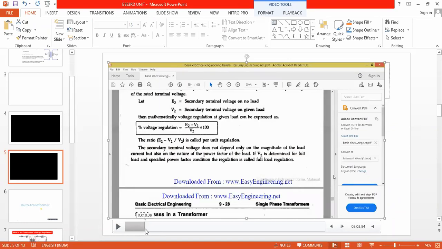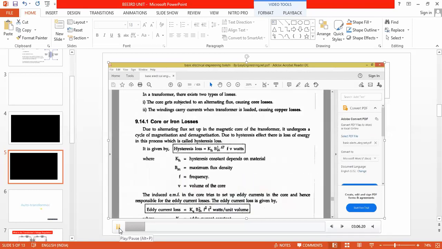So there is no direct textbook for this subject. Anyone read out what is the topic 9.14 here? Losses in a transformer. So we should select different textbooks and we are supposed to pick up now. What is our topic? Losses in a transformer. So let me share here.